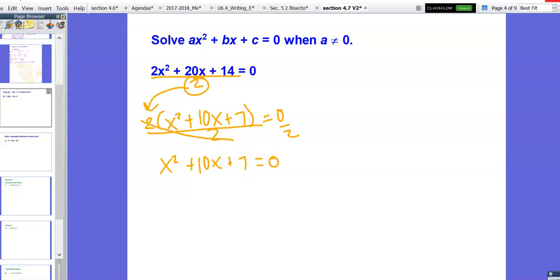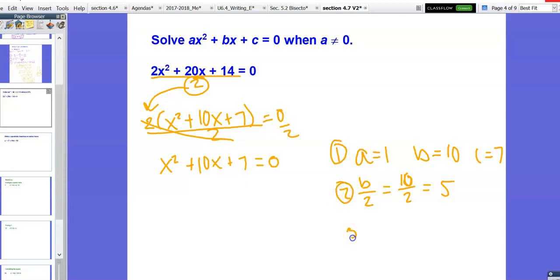And now we can do the rest of those steps. Figure out what A, B, and C equal. Take B divided by 2. I'll do that off to the right-hand side. Square this new value from step 2, and add that to both sides of the equation. And again, put the 25 directly behind the 10x.